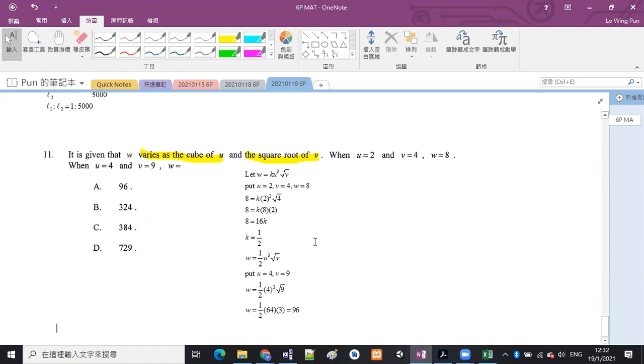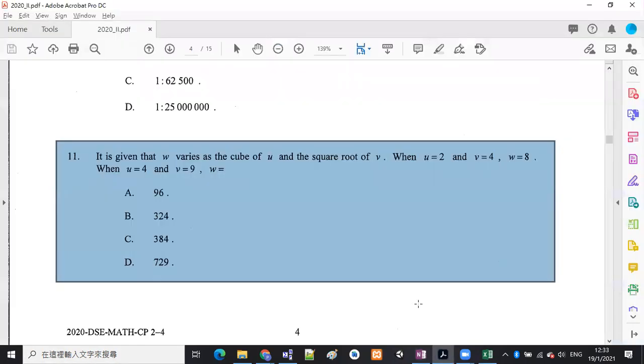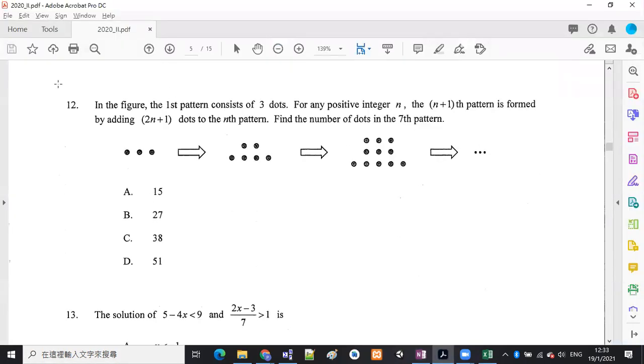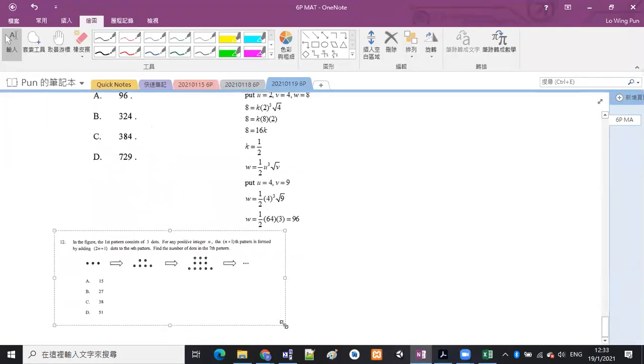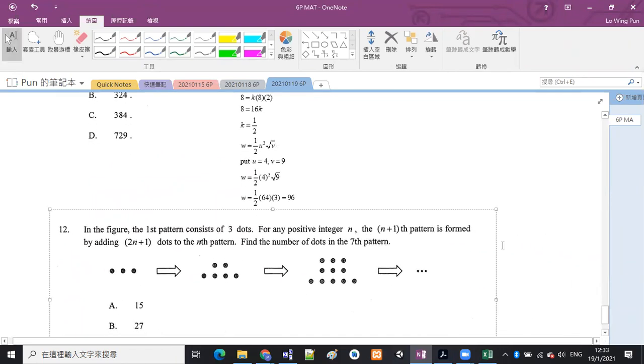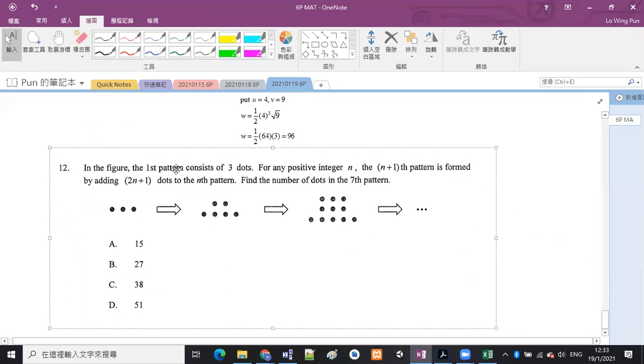Option A. Number 12, counting dots. In the figure, the first pattern consists of 3 dots. For any positive integer n, the n plus 1 pattern is formed by adding 2 n plus 1 dots to the nth pattern. Find the number of dots in the 7th pattern.